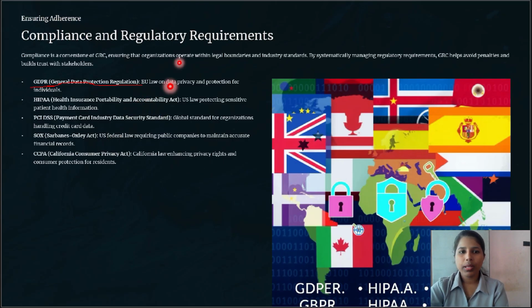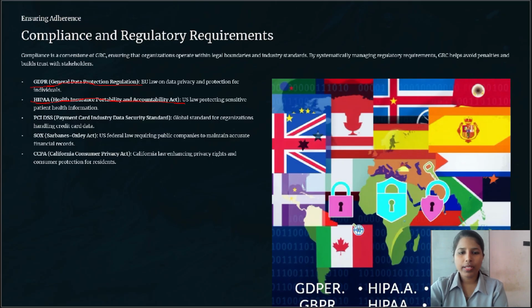Next is HIPAA, the Health Insurance Portability and Accountability Act in the US, enacted in 1996. It sets a standard for protecting sensitive patient health information, ensuring its privacy and security. HIPAA regulates how healthcare providers, insurers and related entities handle protected health information, that is PHI. The main purposes are privacy, security, portability and fraud detection.